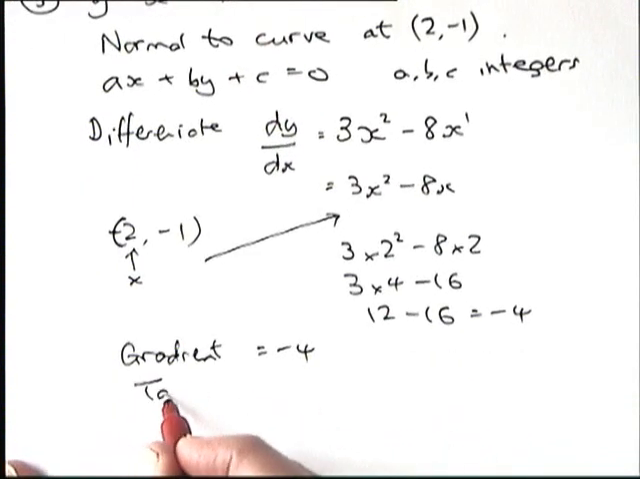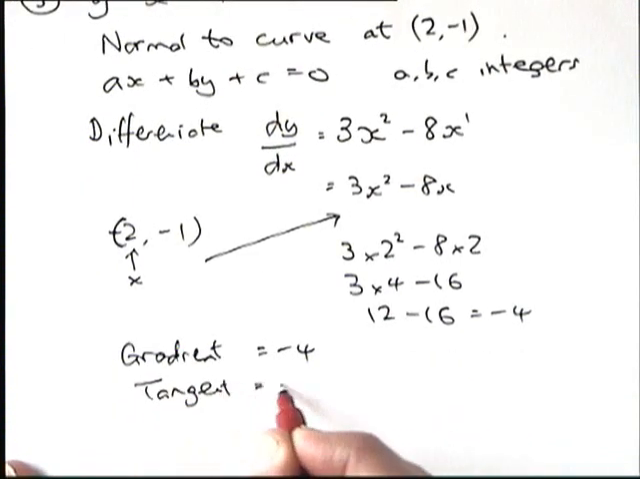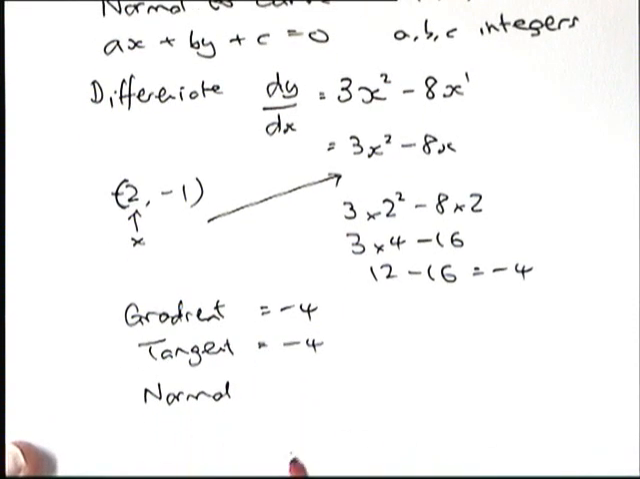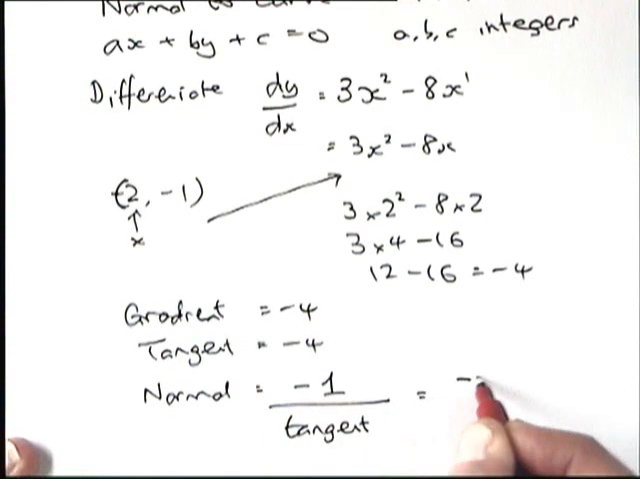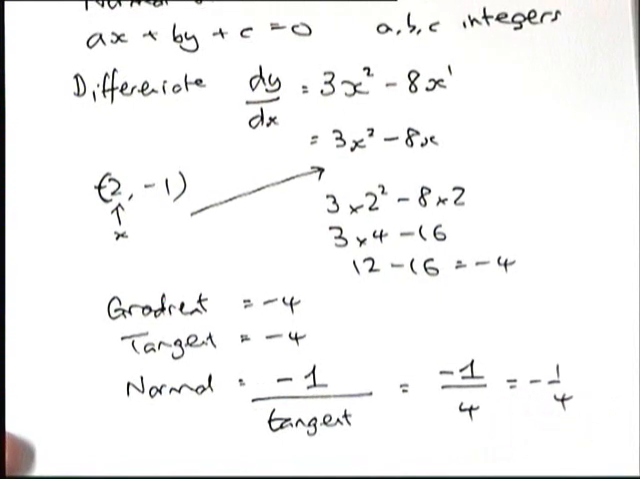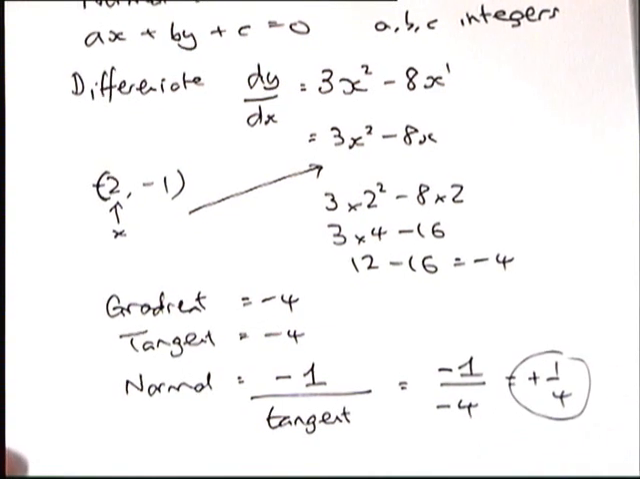So that would mean the gradient of a tangent at that point would be minus 4. But I am asked for the gradient of the normal. And the gradient of the normal is always minus 1 over the gradient of the tangent. So here it's minus 1 over 4, and that's just the same as minus a quarter. Sorry, that tangent gradient should have been minus 4, so that's my mistake. Minus 1 divided by minus 4 will make it plus 1 quarter. So the gradient of the normal is plus 1 quarter.